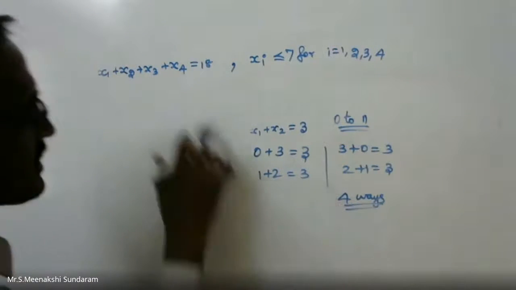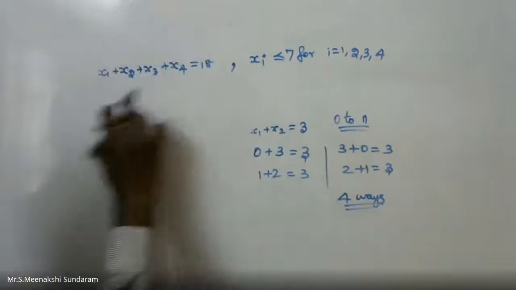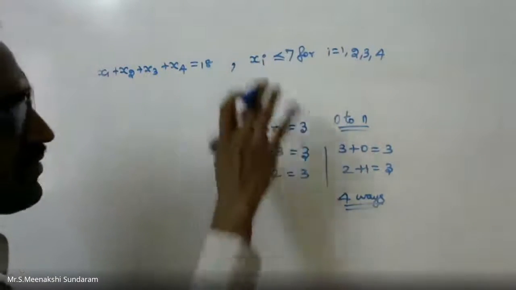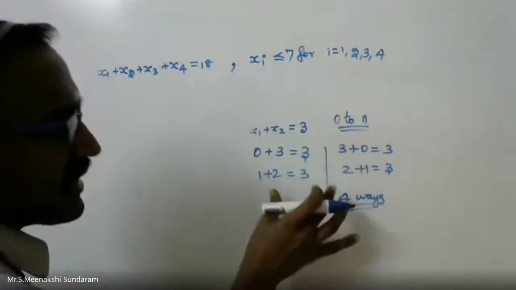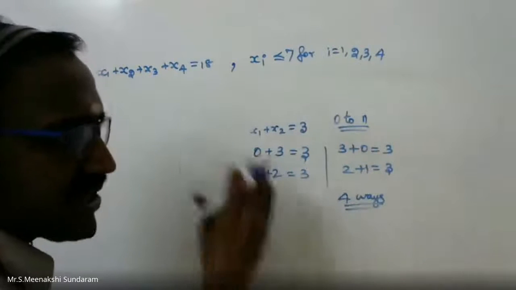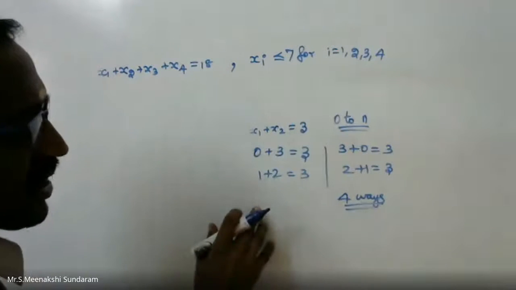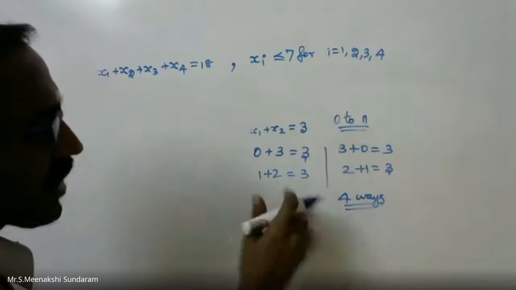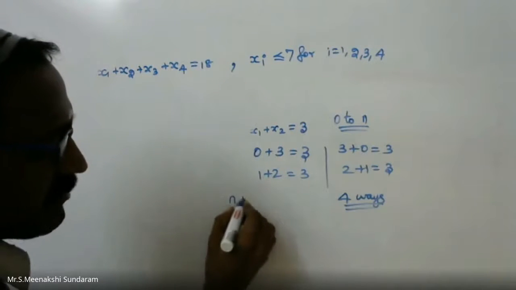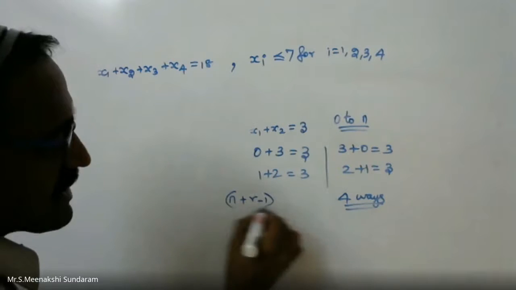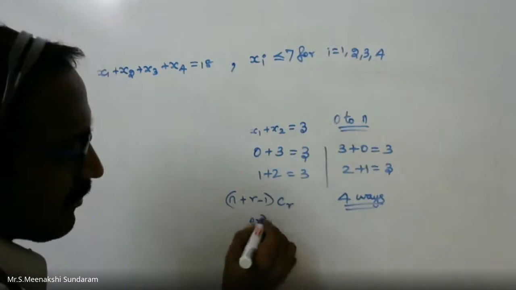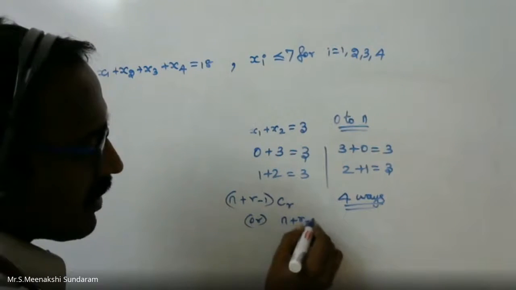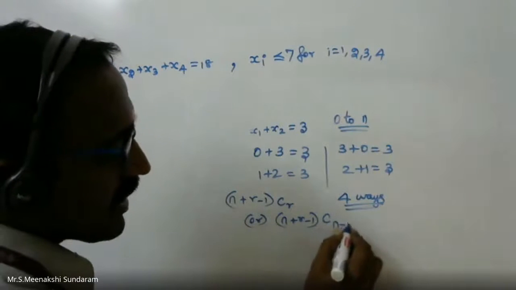Practically it is not possible to find out like this for the given condition also. If the condition is not given, this is the formula. Suppose repetition is also allowed, meaning not repeated is also possible; 1 1 is not possible. But this is the formula: n plus r minus 1 c r, or n plus r minus 1 c n minus 1.